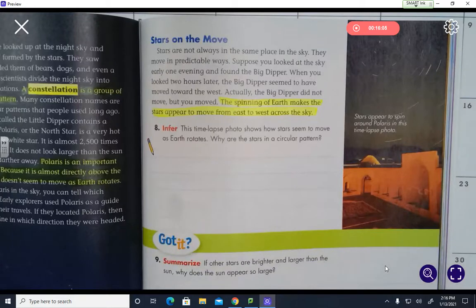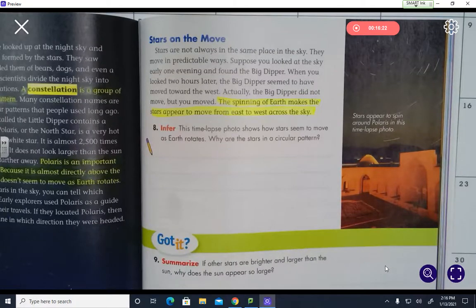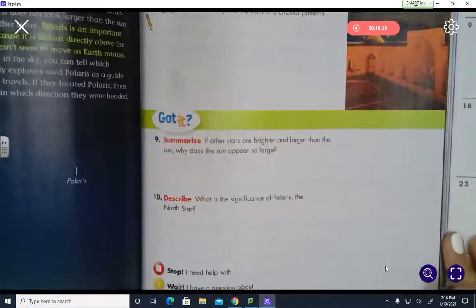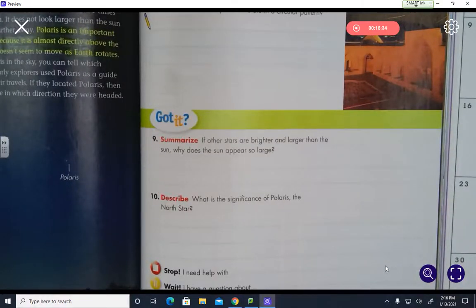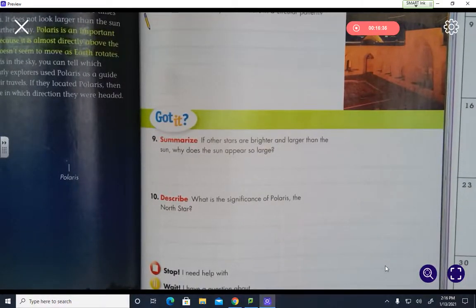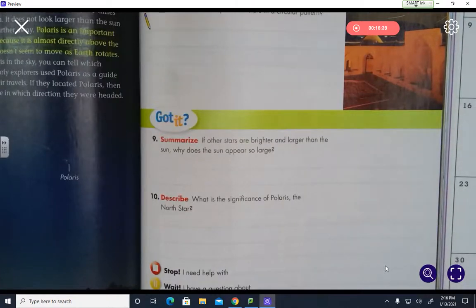So number 8 says, the time-lapse photo shows how stars seem to move as the Earth rotates. Why are the stars in a circular pattern? And then number 9, if stars are bigger and larger than the sun, why does the sun appear so large? And number 10, what is the significance of Polaris, the North Star? So why is it important? Why is it significant?